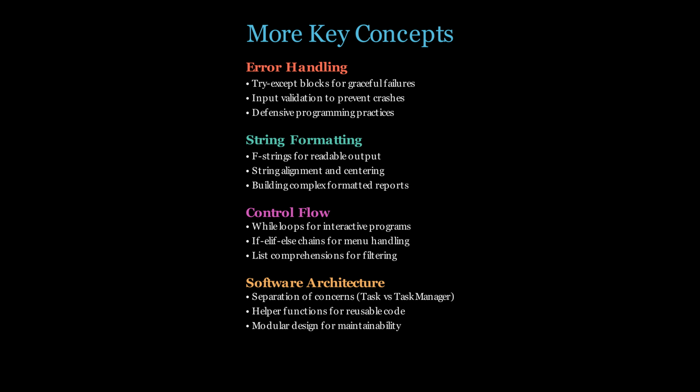You mastered string formatting with F-strings for clean output, string alignment and centering for professional displays, and building complex formatted reports. You used control flow with while loops for interactive programs, if-else chains for menu handling, and list comprehensions for filtering tasks. You applied software architecture principles including separation of concerns, where Task handles individual tasks and TaskManager handles collections, helper functions for reusable code, and modular design that makes maintenance easy. These are the hallmarks of quality software.